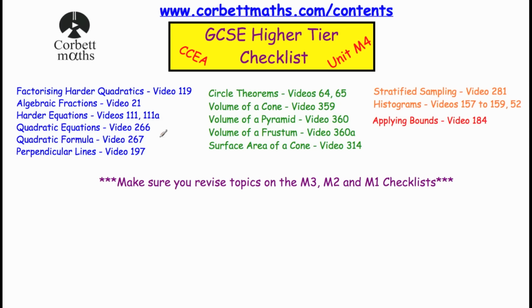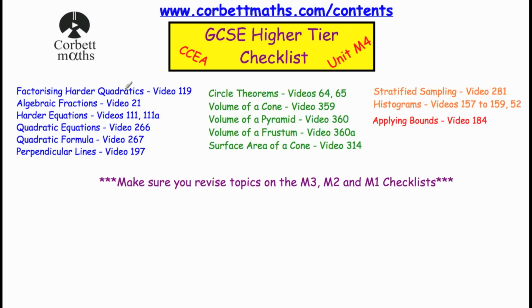In blue we've got the algebra topics, such as the quadratic formula, algebraic fractions, perpendicular lines and so on. In green we've got the geometry, or shape, space and measure topics, such as circle theorems, volume of a frustum and so on. In orange we've got the statistics topics, such as stratified sampling and histograms. And in red we've got the number topic, which is upper and lower bounds.